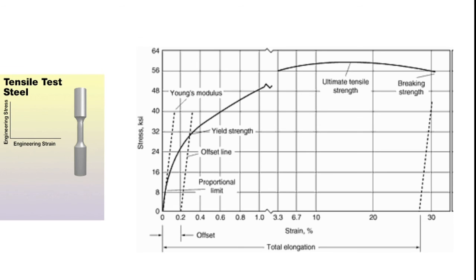Okay. Now, what is Young's modulus? What is proportional limit and the offset line? And then what is meant by yield strength? Where is the ultimate tensile strength located? What happens after breaking strength? The material may store elastic energy or it may store plastic energy. Likewise, you get information from this video.